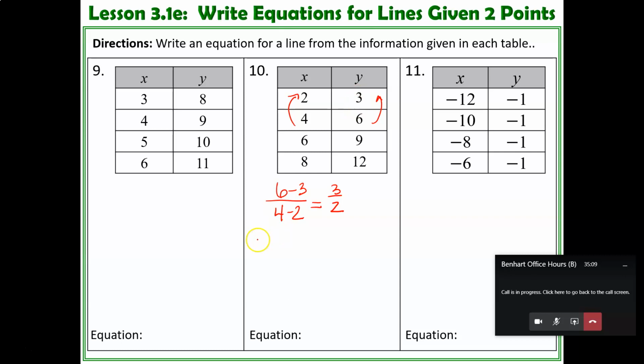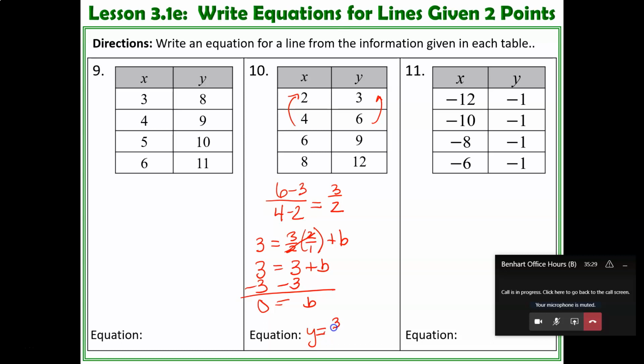I'm going to take 3 and put it in for y. Get my slope, which is 3/2. Then I'm going to take 2 over 1 plus b. I'm going to cancel. And when you subtract 3, we have b is 0. So remember, we don't have to write that in the equation, just the 3/2.